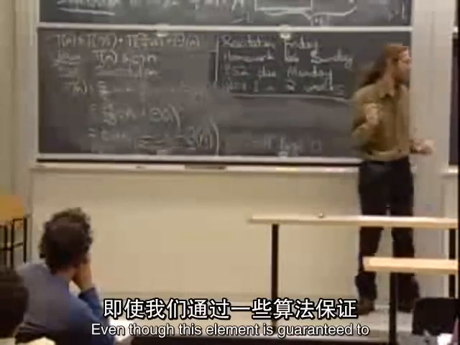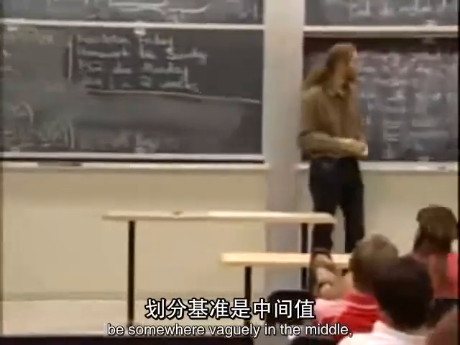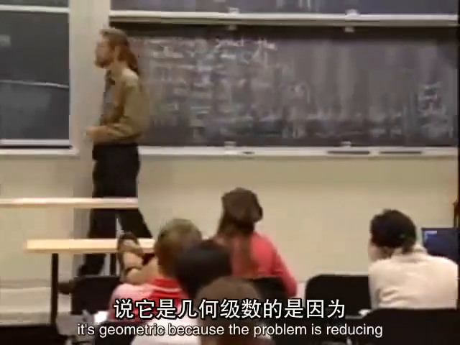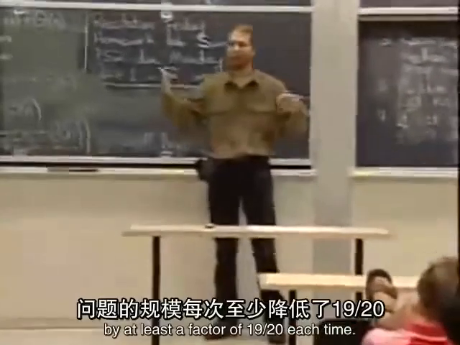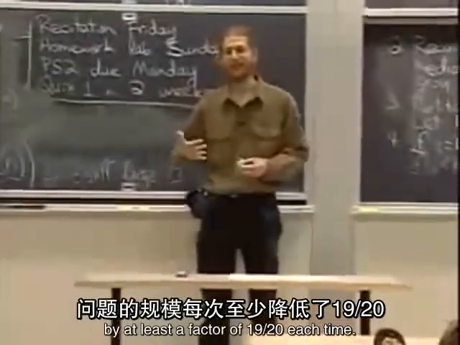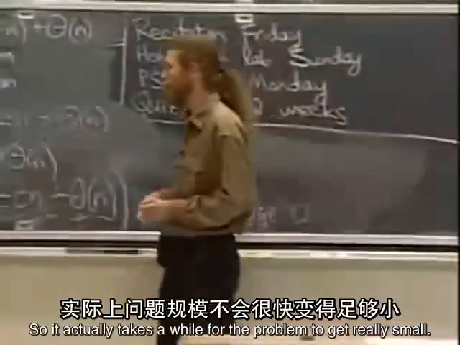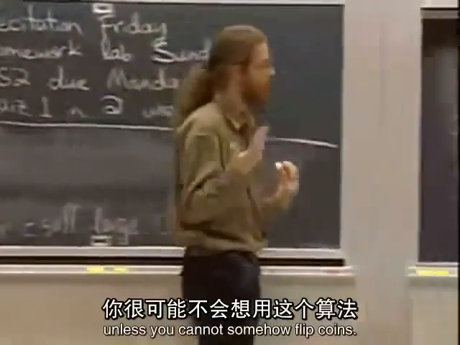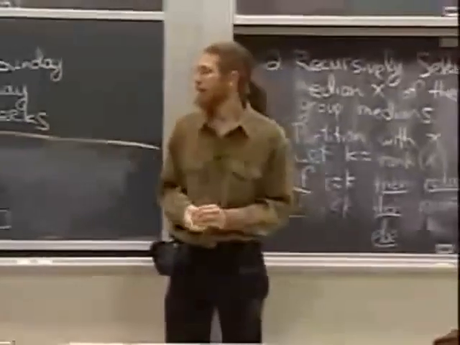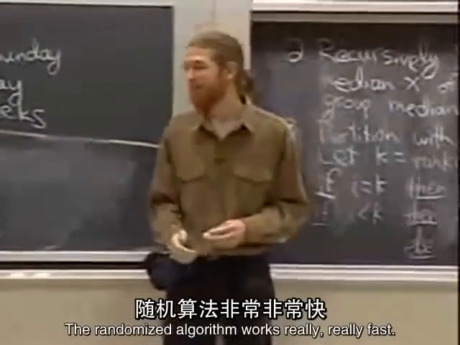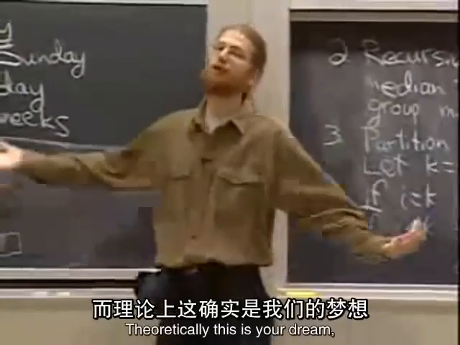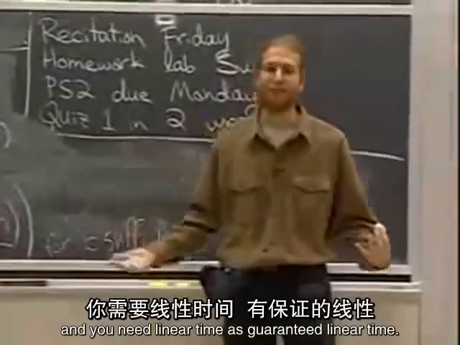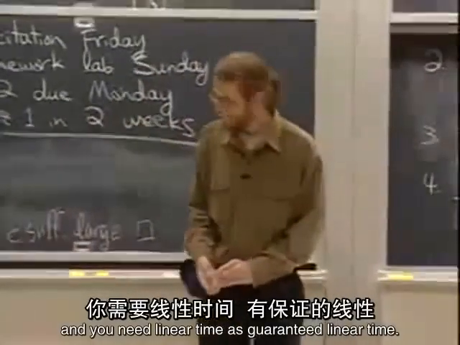Even though this element is guaranteed to be somewhere vaguely in the middle, and even though these recursions add up to strictly less than n, and it's geometric because the problem is reducing by at least a factor of 19/20ths each time, it actually takes a while for the problem to get really small. So practically, you probably don't want to use this algorithm unless you can't somehow flip coins. The randomized algorithm works really, really fast. Theoretically, this is your dream, the best you could hope for, because it's linear time, and you need linear time. And it's guaranteed linear time.